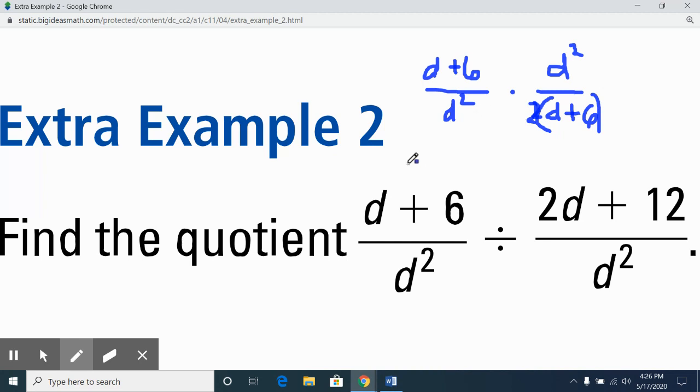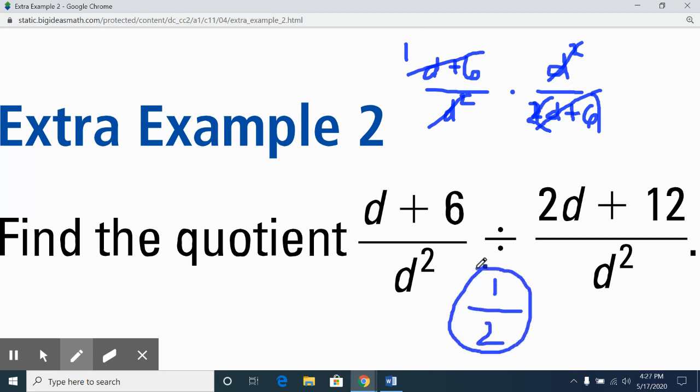And now I'm going to simplify. I'm going to cross cancel. I have d squared on the top and bottom. Those are gone. I have a d plus 6 on the top and bottom. Those are gone. So I'm really left with a 2 on the bottom, and what's really up here is just a 1. My final answer is 1/2 here. Hopefully that made sense.